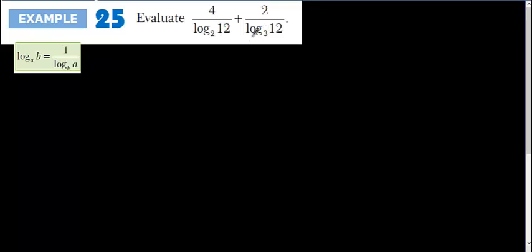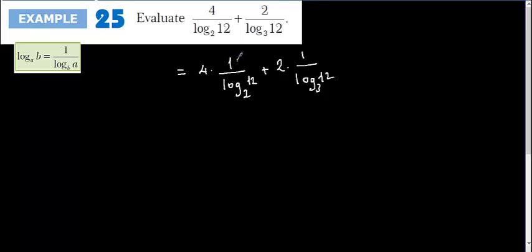About the property, we are going to solve this question. Here, the bases are not the same. Normally logarithm base 2 of 12, and here logarithm base 3 of 12. The bases are not the same, so you cannot do any operation. It seems like that, but this expression is normally equal to 4 times 1 over logarithm base 2 of 12, plus 2 times 1 over logarithm base 3 of 12.